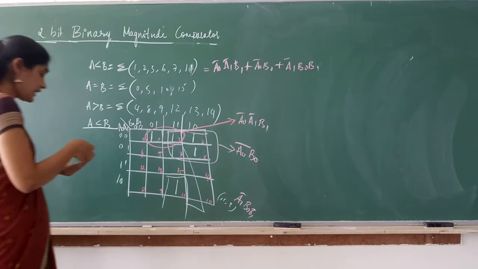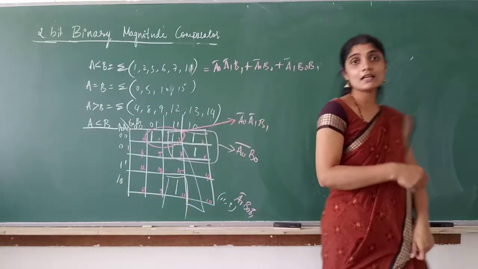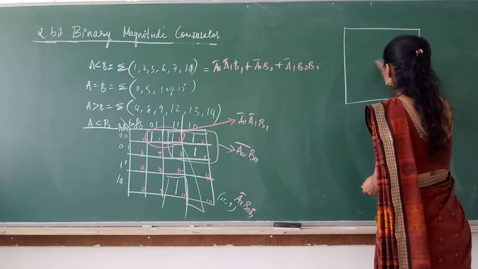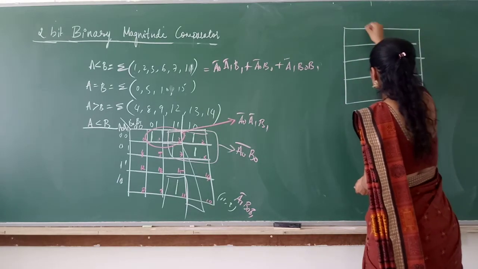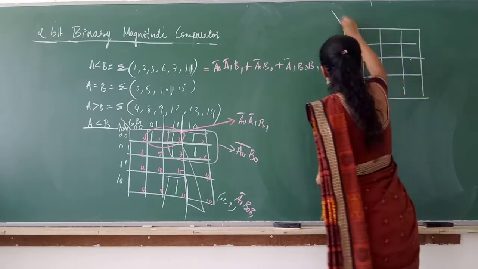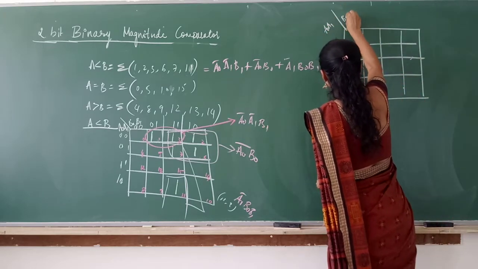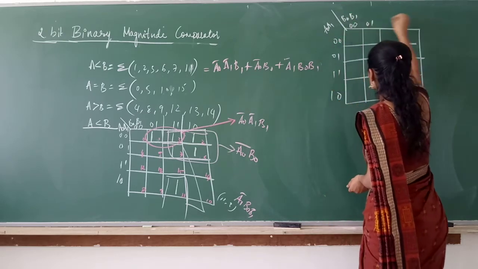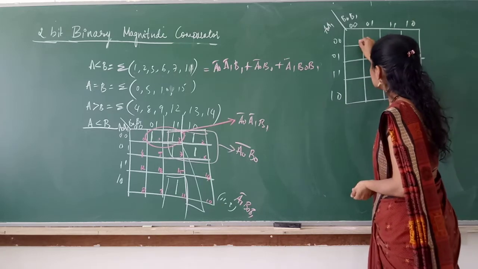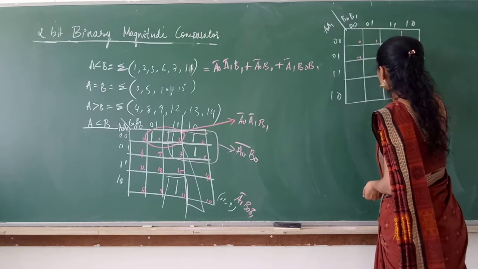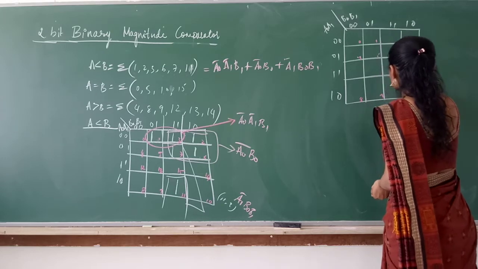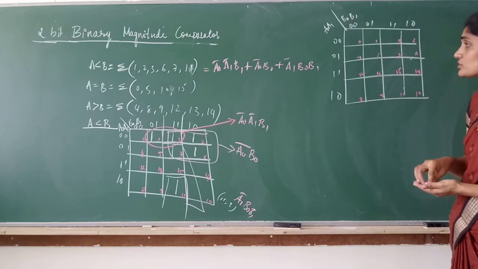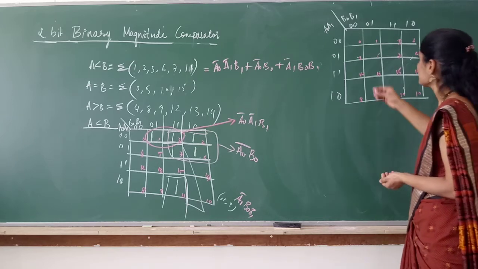Same way you do it for A equal to B. So write the K-map for A equal to B. A0, A1, B0, B1, with rows and columns 00, 01, 10, 11. Name the cells 0, 1, 2, 3, 4, 5, 6, 7, 8, 9, 10, 11, 12, 13, 14, 15. So now 0, 5, 10, 15.